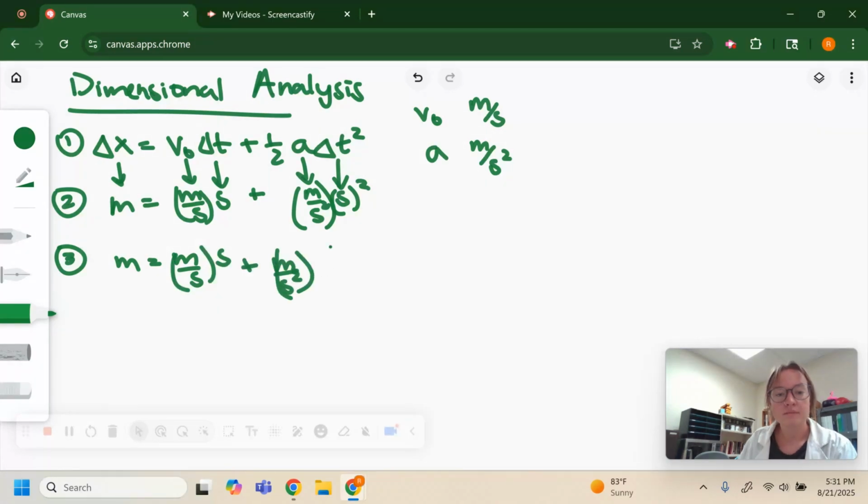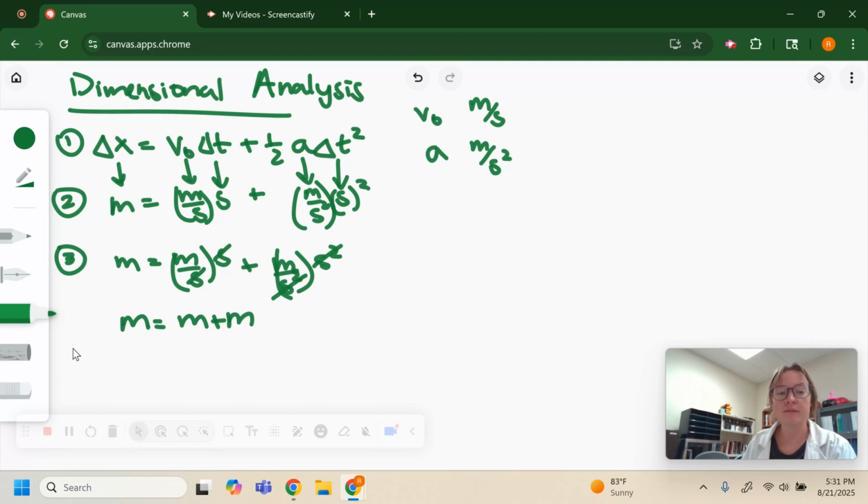So, here's what we've got. I have meters is equal to meters divided by seconds times seconds plus meters divided by seconds squared times seconds squared. Well, check it out. Aren't seconds going to cancel out with seconds? You got seconds in the numerator and seconds in the denominator. And aren't seconds squared going to cancel out with seconds squared? So I'm going to be left with meters equals meters plus meters.